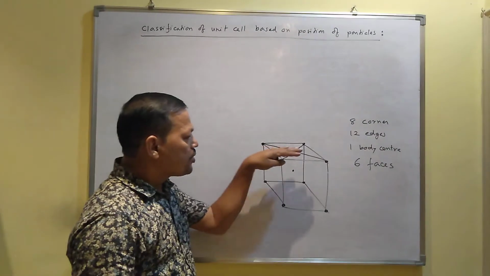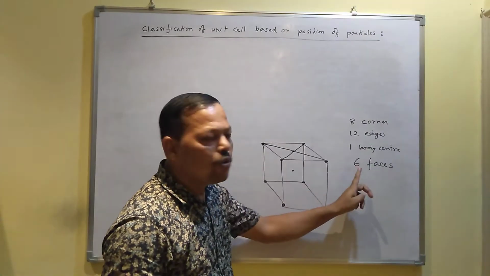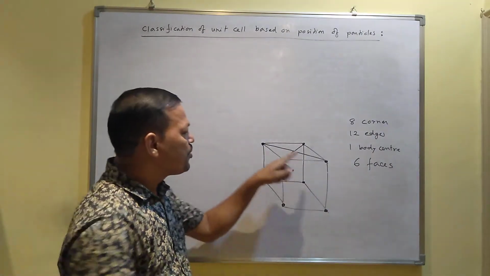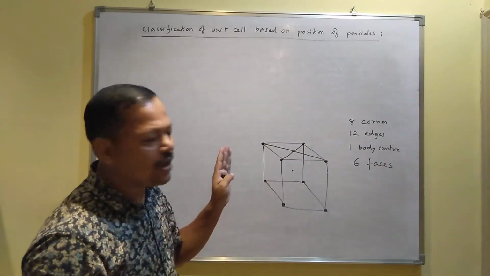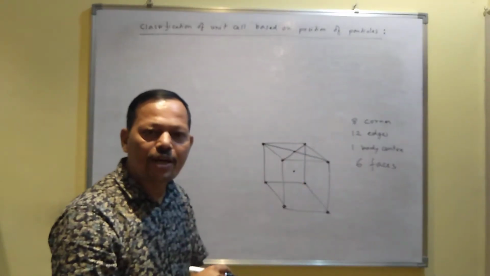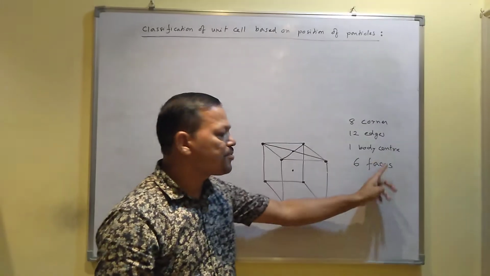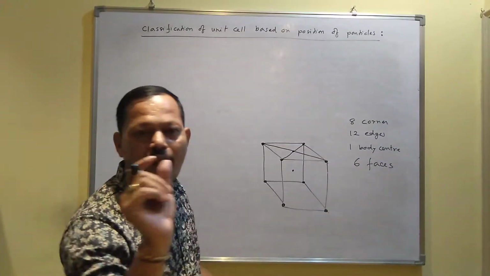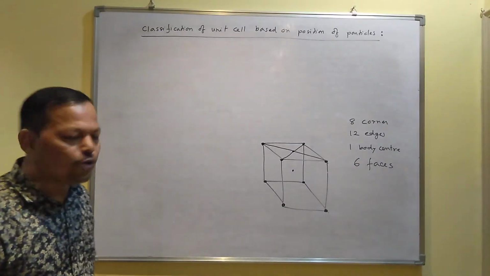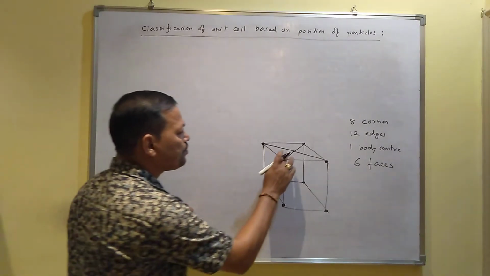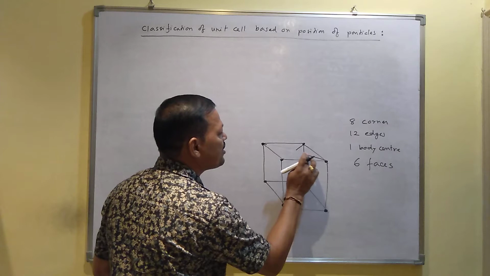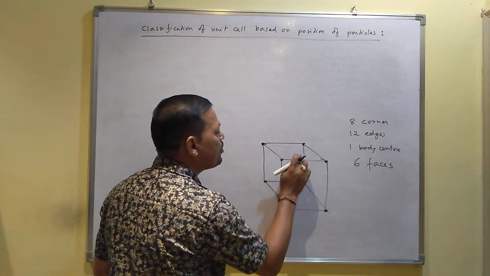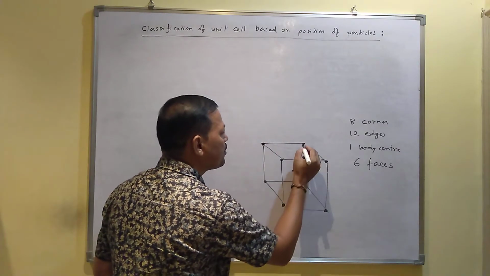So how many faces does one cube contain? One cube contains 6 faces. In a face, how many diagonals can you draw? You can draw 2 face diagonals. So total how many face diagonals can you draw? Since there are 6 faces, you can draw 12 face diagonals in a cube. Similarly, these are called face diagonals, and the center is called the face center, and the center of the cube is called the body center.